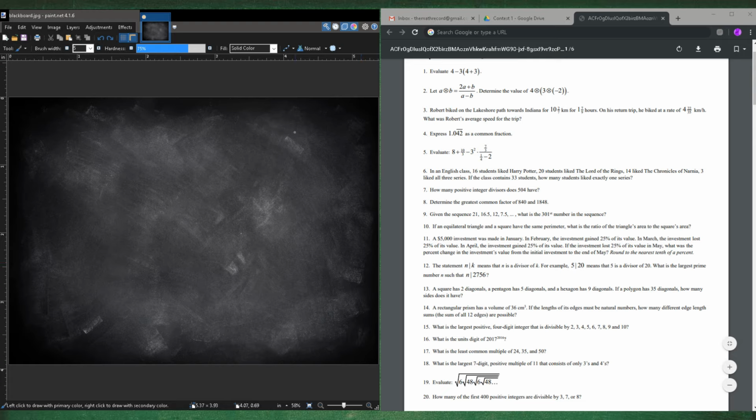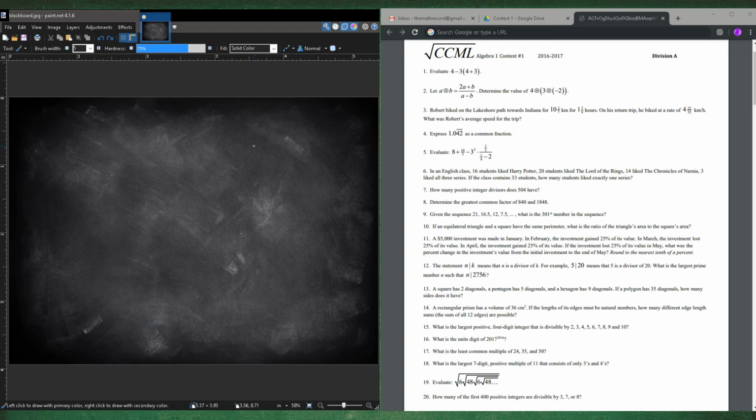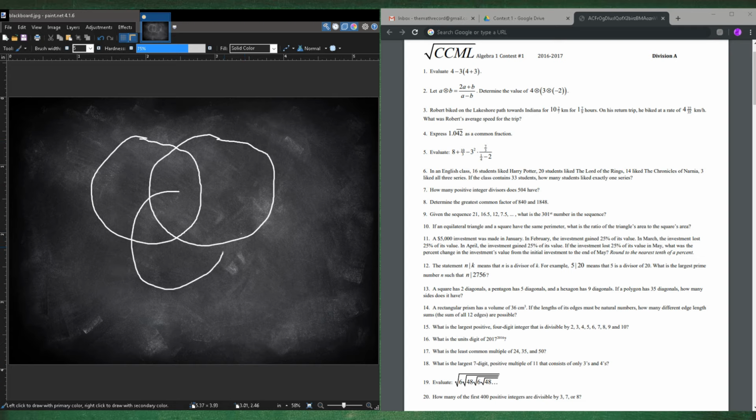Question 6. In an English class, 16 students like Harry Potter, 20 like Lord of the Rings, and 14 like the Chronicles of Narnia, and 3 like all 3 series. If the class contains 33 students, how many students like exactly 1 series? So we're going to have to make a Venn diagram, and we have to make 3 circles because there are 3 categories. So we have Harry Potter, we have Lord of the Rings, and we have Narnia.